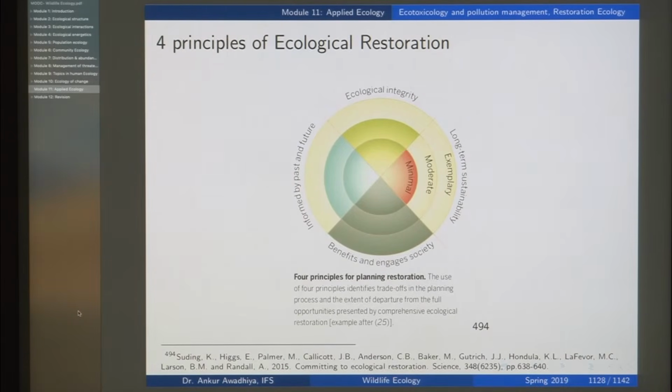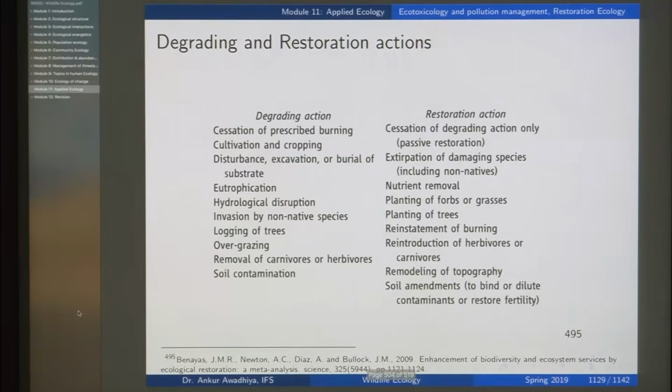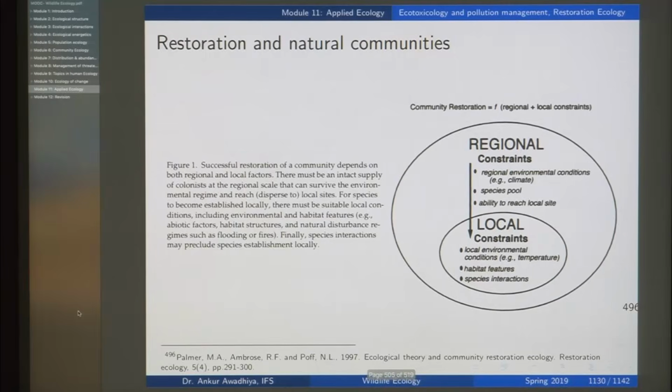So, there are 4 principles. You need to maintain ecological integrity. It has to be an informed choice, informed by the past and future. It has to benefit and engage the society, especially the local community, and it has to maintain long term sustainability. So, if all these 4 things are met, then we say that it is a good example of an ecological restoration.